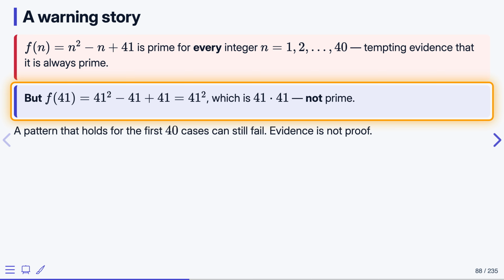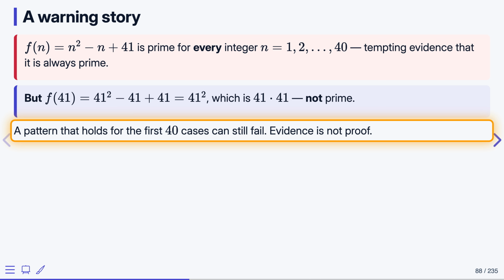Now try n equals 41. You get 41 squared minus 41 plus 41. The last two terms cancel. So the answer is 41 squared, which is 41 times 41, clearly not prime. So a rule can pass 40 tests in a row and still fail on the next one. Evidence is not proof. That is why we prove things.